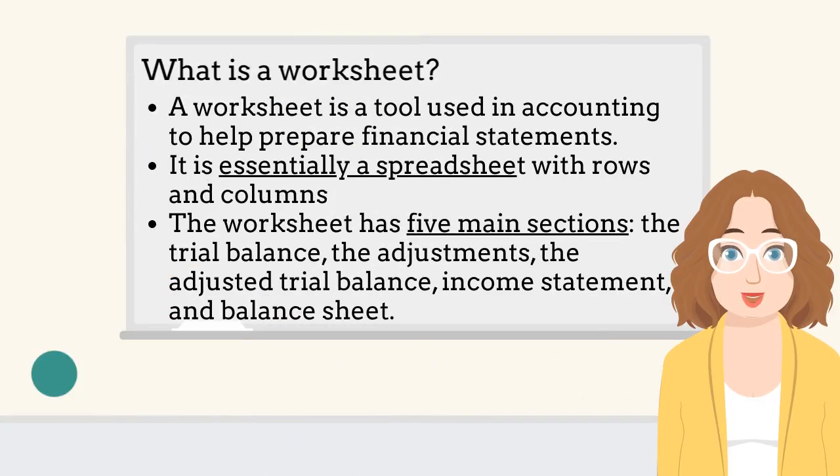Now let's talk about the worksheet and how we use the worksheet in connection with our adjusting entries. A worksheet is a tool used in accounting to help prepare financial statements. It is essentially a spreadsheet with rows and columns that contain all of the necessary information for the financial statements. The worksheet has 5 main sections: the trial balance, adjusting entries, the adjusted trial balance, and then a section for the income statement, and one section for the balance sheet.